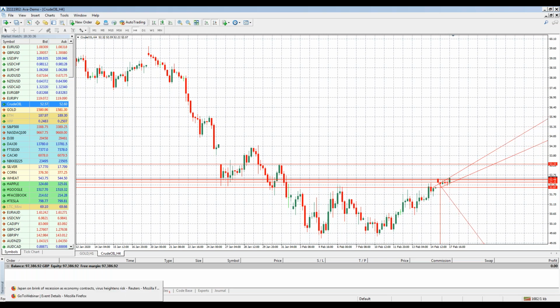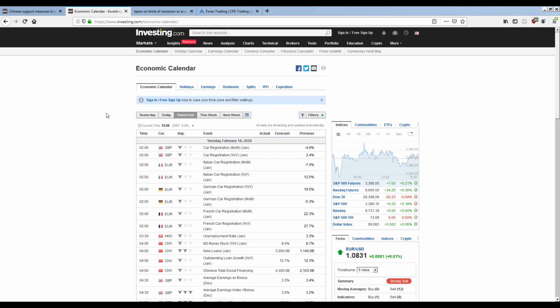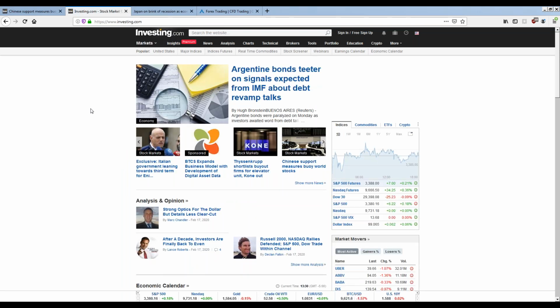Okay, so the question about stocks. Let's say you're interested in Apple, and you say, well, where do I look to find out about Apple? Okay, again, there's more than one platform to look at these sorts of things.